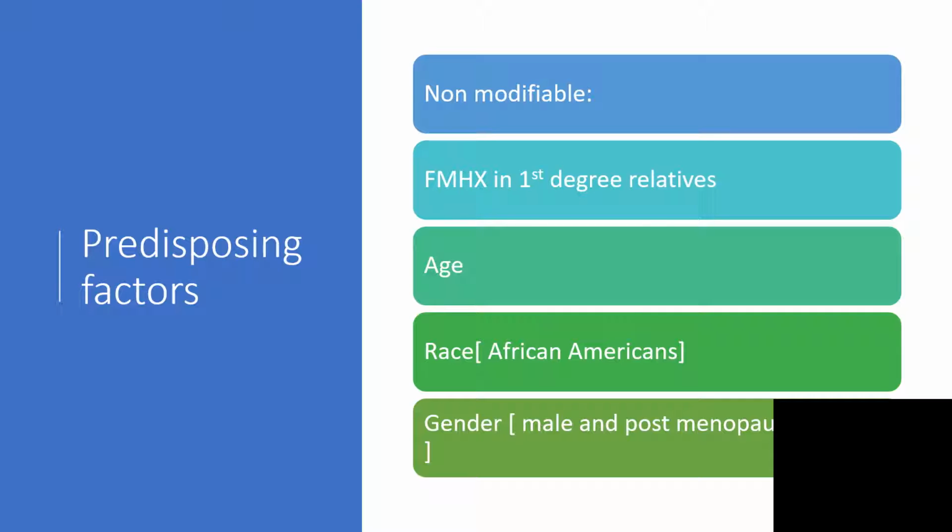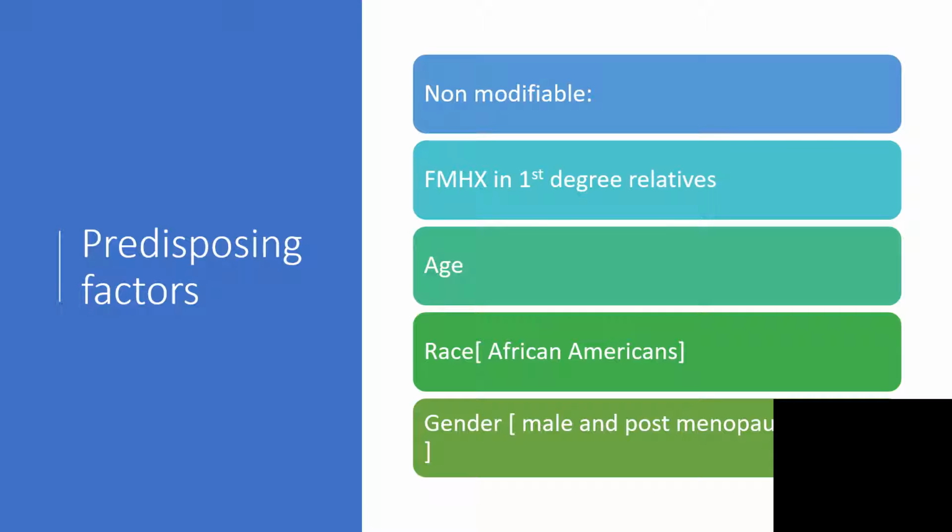Race. I'm respectful to everyone, but the fact remains that African Americans, blacks, have essential hypertension more than the rest. Gender, males and postmenopausal women will suffer more than the rest.